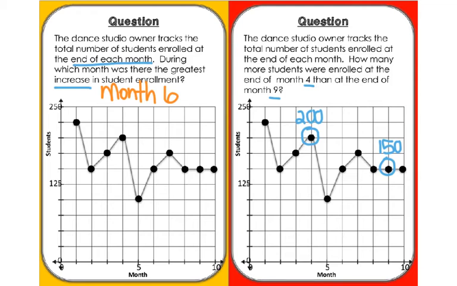So looking back at our question, it says how many more students were enrolled at the end of month 4 than at the end of month 9. I could take the 200 minus 150 and find out there was 50 more students. I'll just write more there, but 50 more students. All right, let's continue on with some more practice.